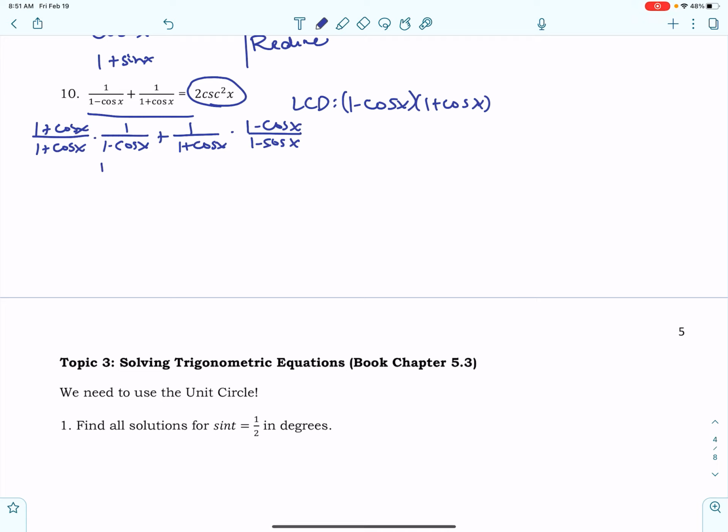All right, so I end up with 1 plus cosine x plus 1 minus cosine x, because when I multiply that by 1 and multiply that by 1, that's what I get. And then, of course, in my denominator, I end up with 1 minus cosine x times 1 plus cosine x. All right, so in the numerator, I'm going to combine like terms. 1 plus 1 is 2, and those add to 0. And then, of course, I need 2 cosecant squared x.